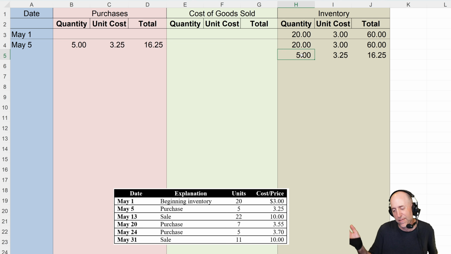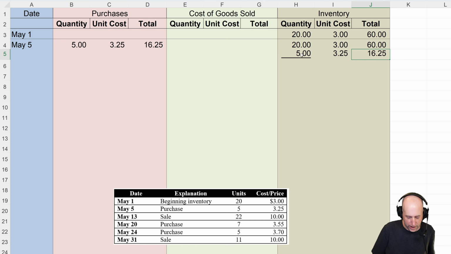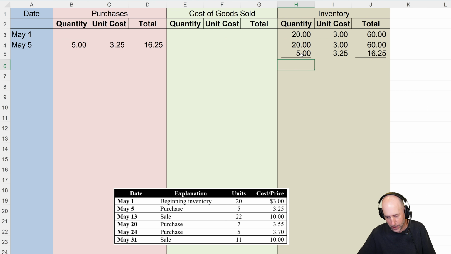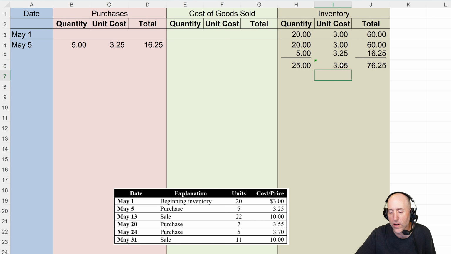Now, how do I do a weighted average? It's not that complicated. You add the left side, you add the right side. So let's do that. We have 25 units in total. The total value of our inventory is $76.25. So what is the average cost of what I have in inventory? Well, I go $76.25 divided by 25, and I get 3.05.